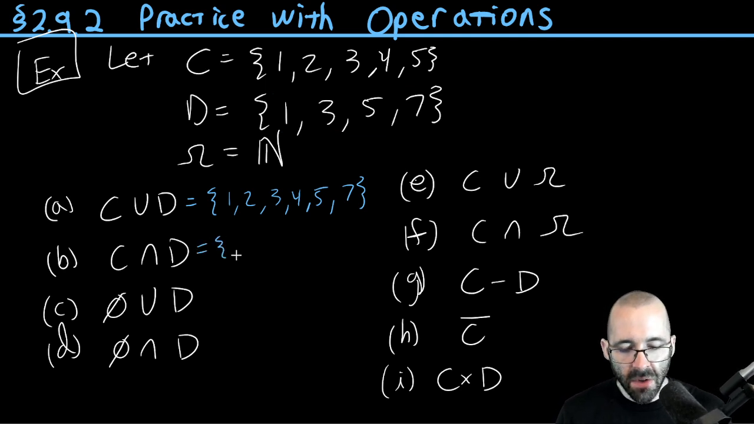Intersect is their overlap. What's in both sets? Well, 1, 3, and 5 is what's in both sets. So 1, 3, and 5 is going to be our answer.